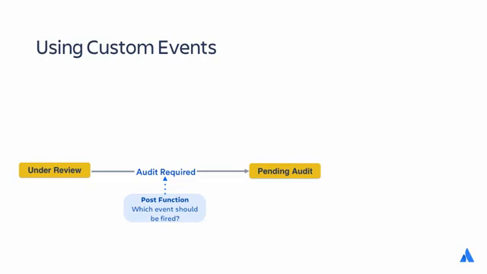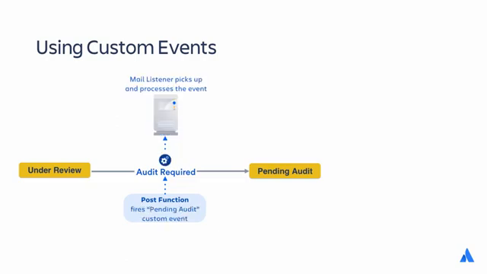Suppose you had a tax project with a workflow to handle tax returns. In some cases, the assignee will click a transition called Audit Required to move the issue from Under Review to Pending Audit. This is the only time that auditors should be notified, and not every time that returns are updated, commented, and so on. Which event should be fired?